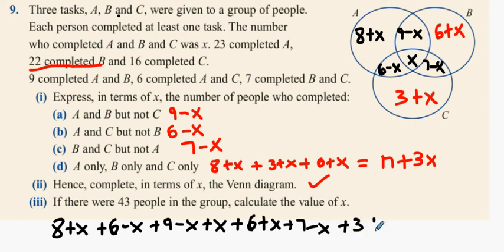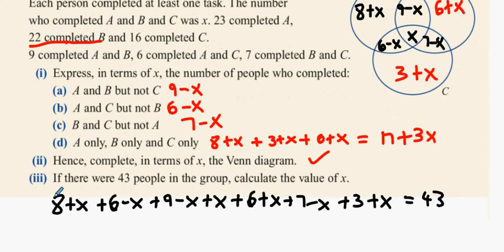Let's see what happens. Okay, add all your numbers together and it should be bigger than 43 hopefully. 8 plus 6, 14. 14 plus 9, 23. 23 plus 6, 29. 29 plus 7, 36. 36 plus 3, 39. Interesting. X take away X, cancel. X take away X, cancel. Plus X take away X, cancel. Just plus X. What do we think X is?